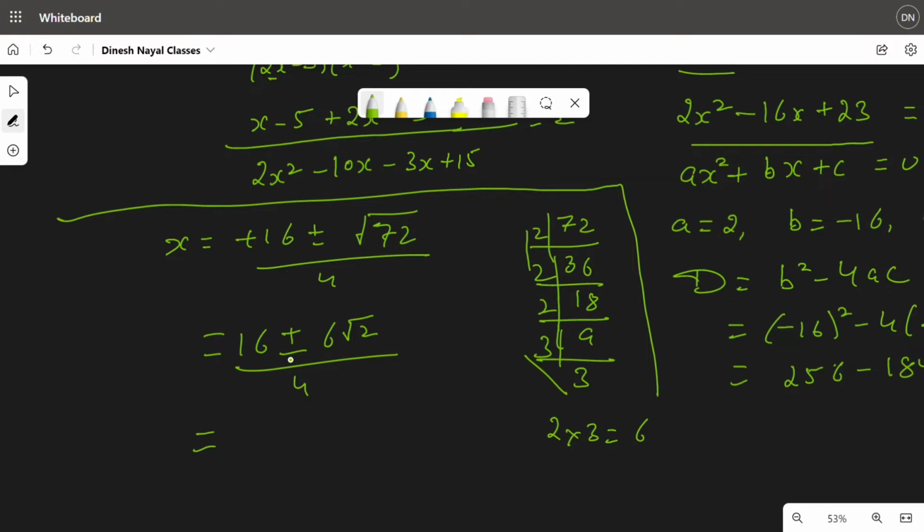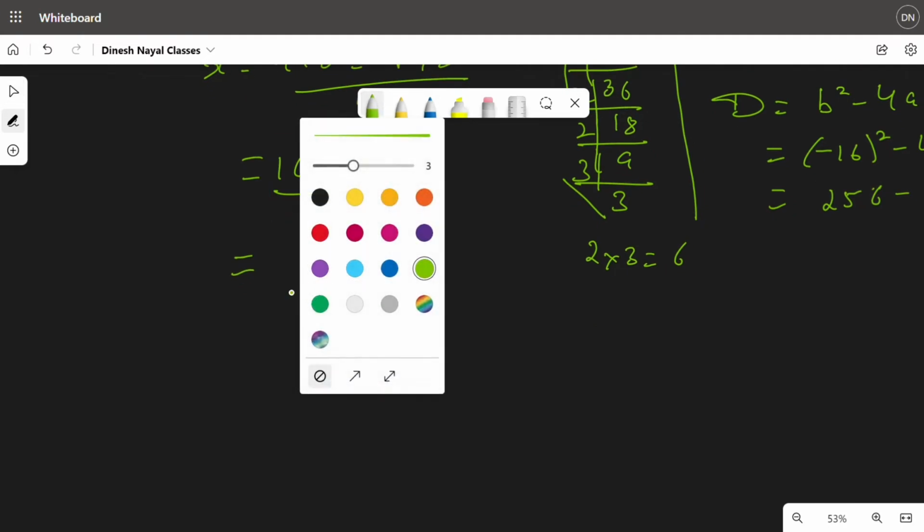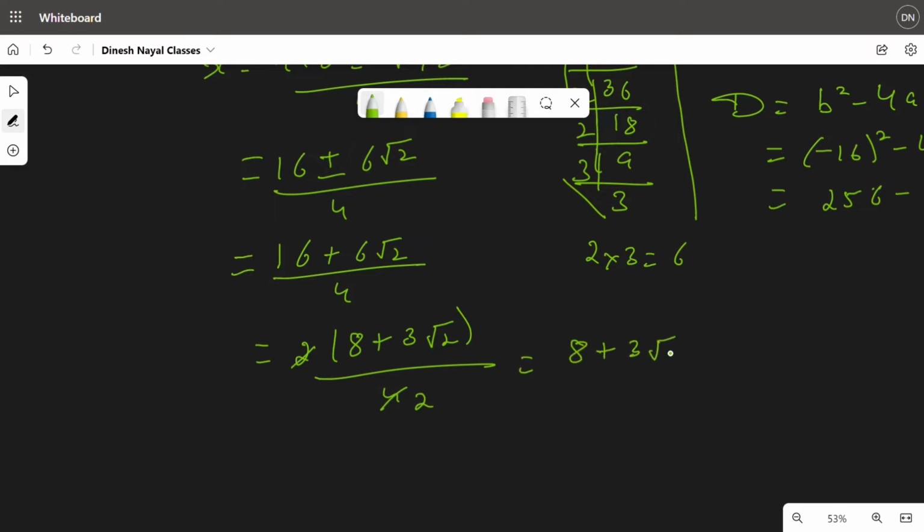Now writing the roots separately. This will be 16 plus 6 root 2 by 4. We can take 2 common from here, so this will be 8 plus 3 root 2 by 4. So this will cancel, this will be 2. So this will be 8 plus 3 root 2 by 2.